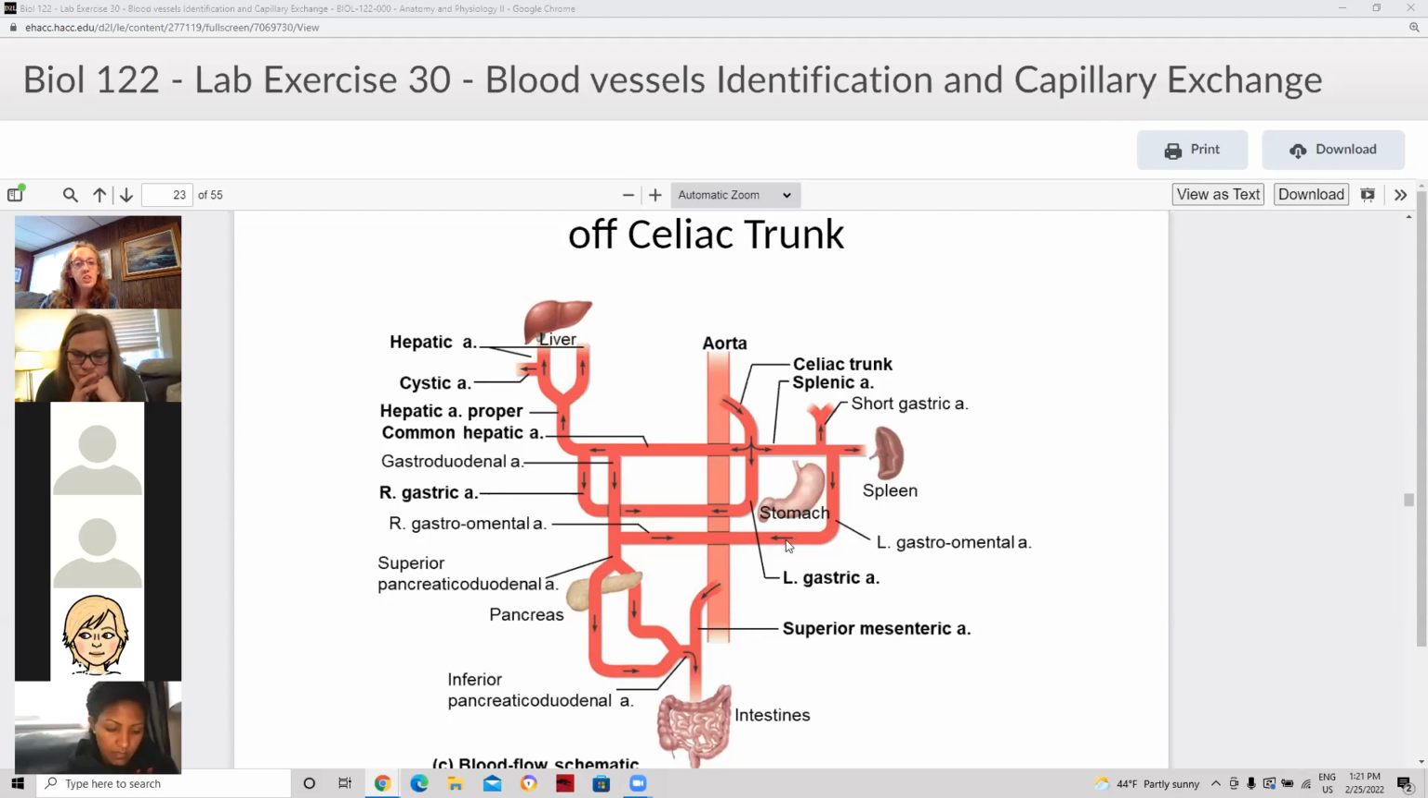So showing the branching network, celiac trunk, becoming the left gastric artery, the splenic artery, and the common hepatic artery.